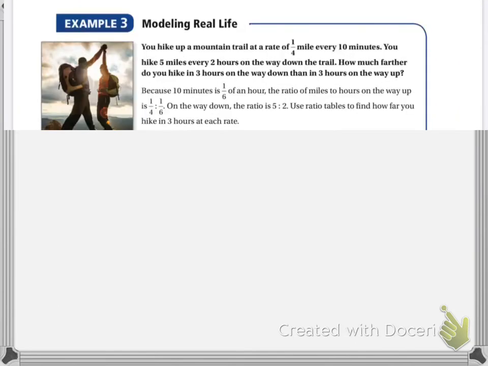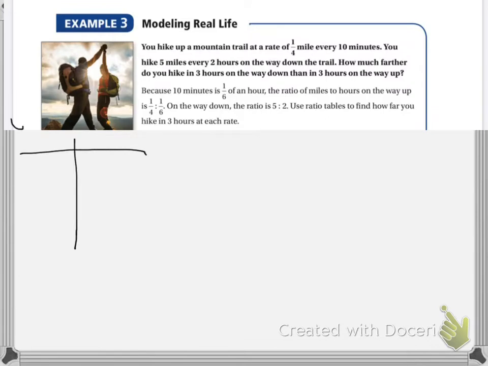All right, here is our last example for today. It says you're hiking up a mountain trail at a rate of 1/4 mile every 10 minutes. You hike 5 miles every 2 hours on the way down the trail. How much farther do you hike in 3 hours on the way down than in 3 hours on the way up? Okay, so for this one, I'm actually going to make 2 different charts right here.